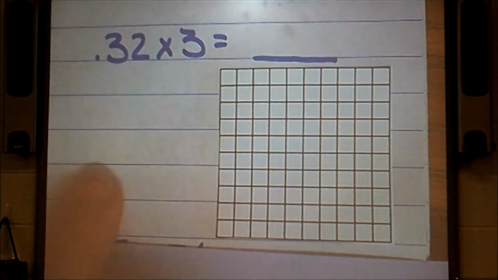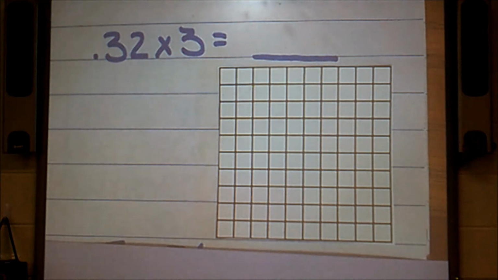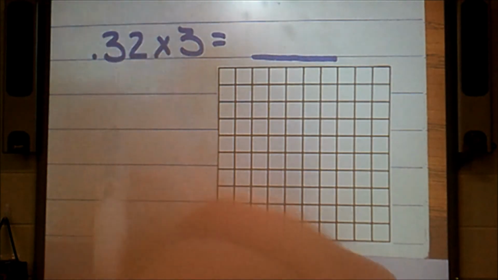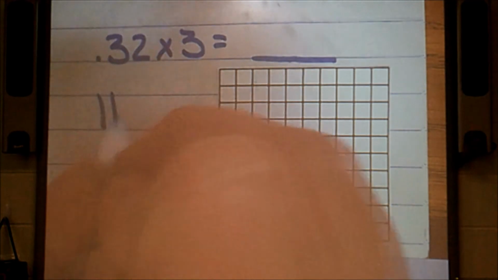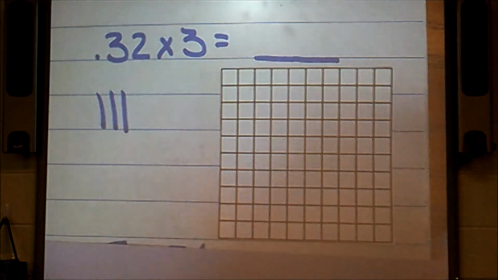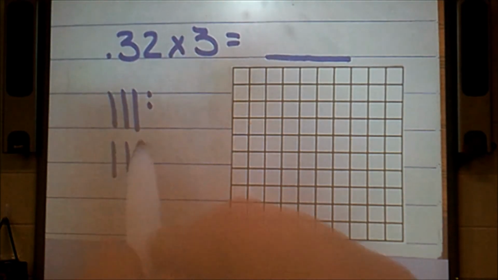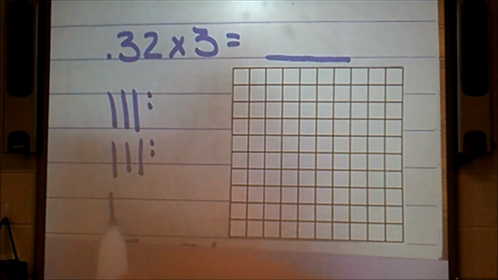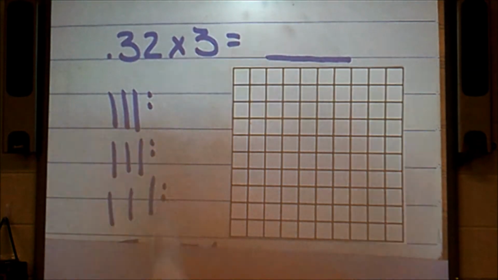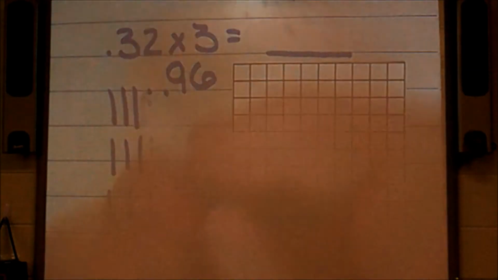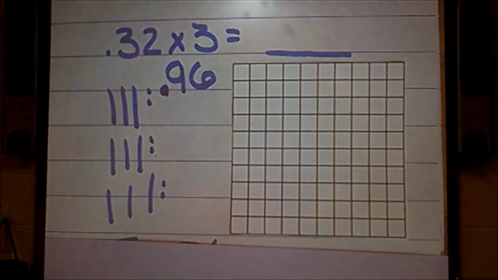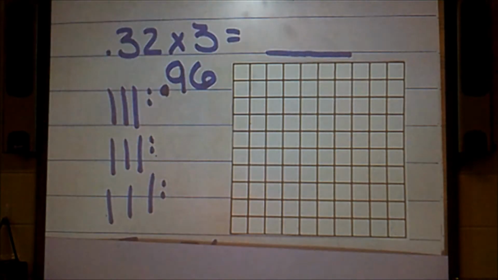I think for this one I'm going to draw a picture as well to show you how that would look. I'm going to do 32 hundredths 3 times. So I'm going to do 10, 20, 30, 1, 2, 10, 20, 30, 1, 2, 10, 20, 30, 1, 2. Add them all up. So if I did this right, then my product should be 96 hundredths. Let's check it on the grid to make sure that I didn't do anything incorrect.